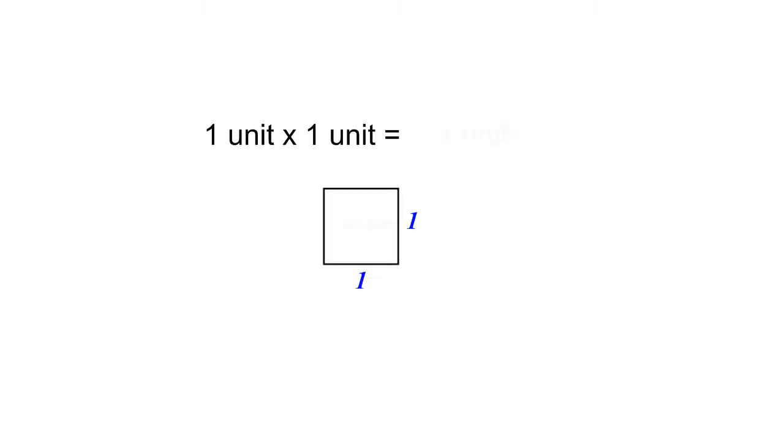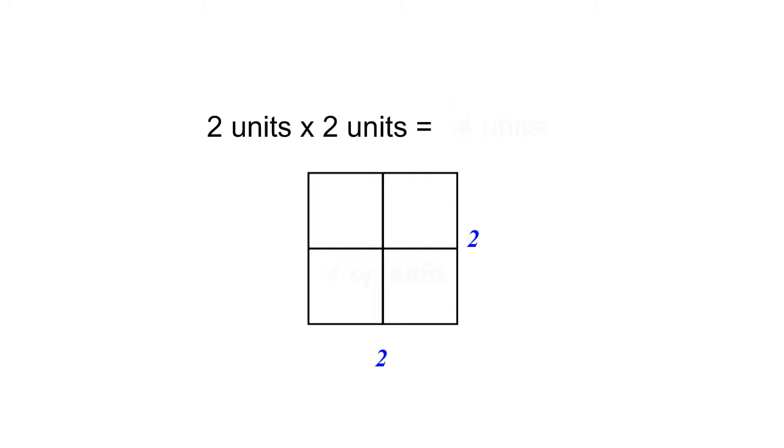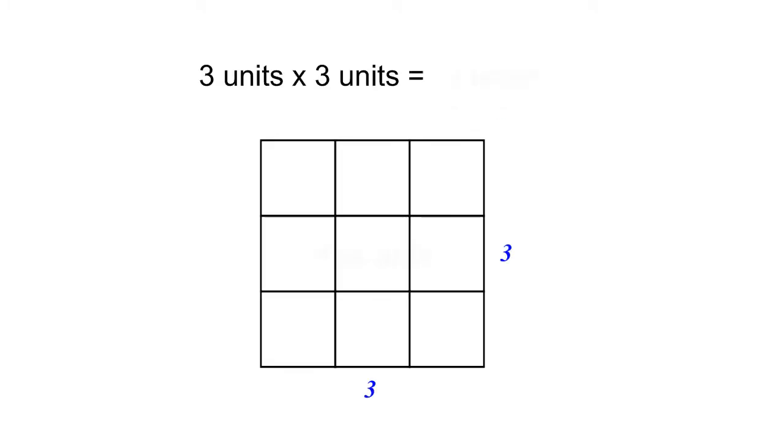For example, a square with side lengths of 1 unit will have an area of 1 unit times 1 unit, or 1 unit squared. A square with side lengths of 2 units will have an area of 2 units times 2 units, or 4 units squared. A square with side lengths of 3 units will have an area of 3 units times 3 units, or 9 units squared.